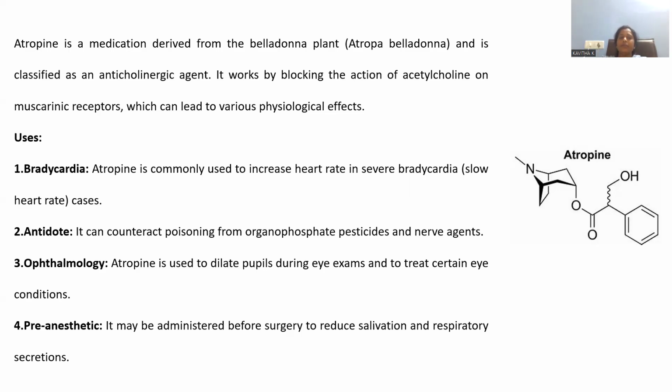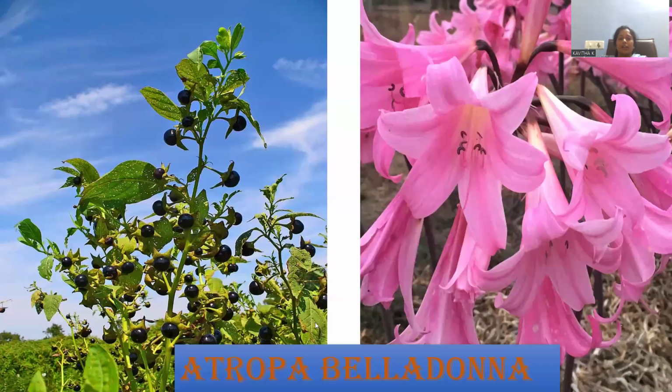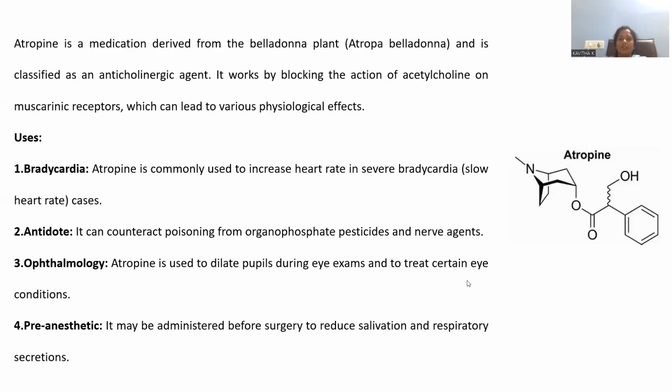This is the plant, we can say Atropa belladonna, and from this plant only we are going to extract the natural product. As in all the sessions we are covering, alkaloids are natural products, so it will be a plant extract. So here Atropa belladonna is the plant from which we are going to extract. Its flowers are also shown over here. From this, the alkaloid called atropine is extracted.